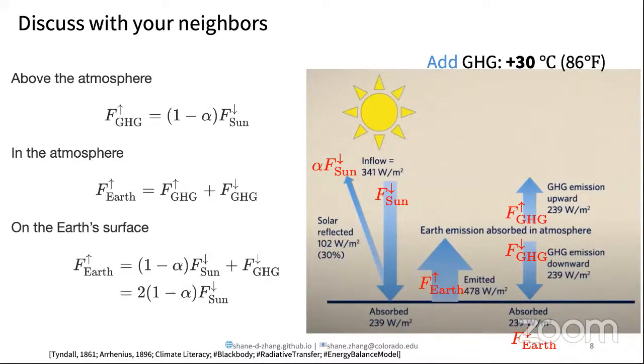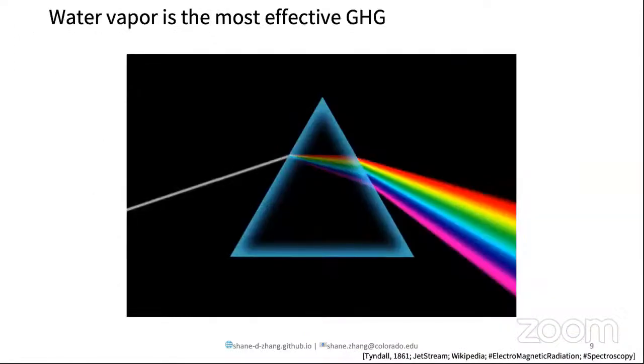When we hear about greenhouse gases, we often think about air pollution, but it turns out that without greenhouse gases, the Earth might be too cold for humans to even exist. And when we hear about greenhouse gases, it's often linked with carbon dioxide or methane, but it turns out water vapor is the most effective greenhouse gas. Here I will show you how.